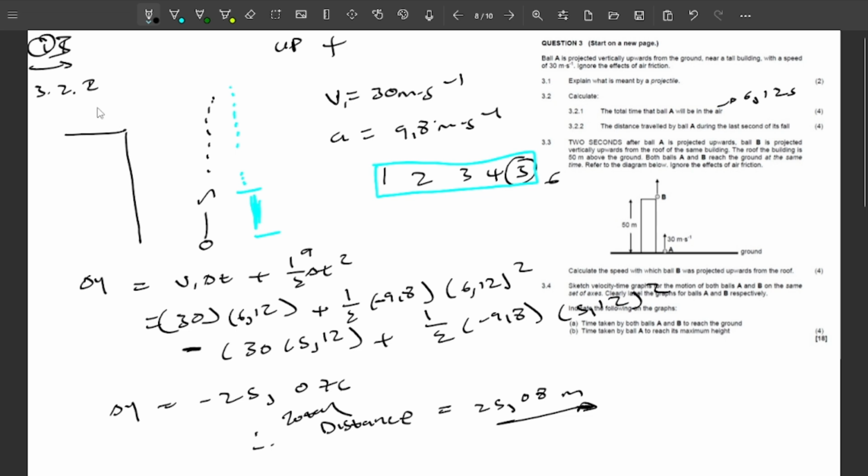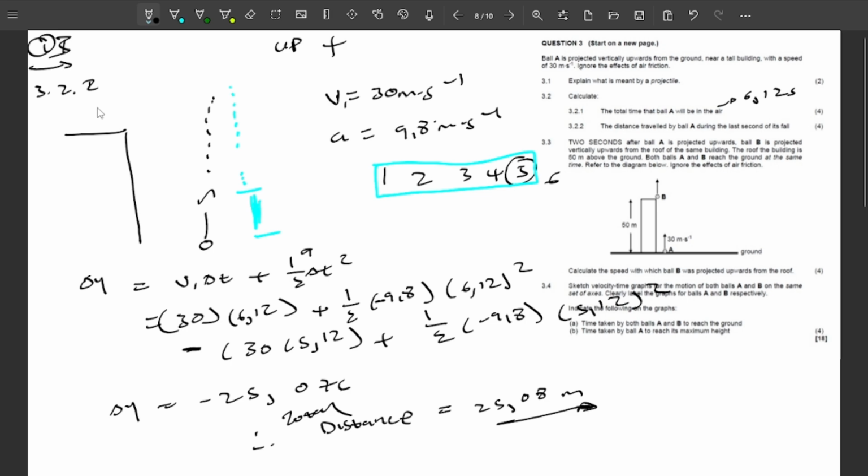So let me give you a recap on this question, 3.2.2. Remember the question stated the distance traveled by ball A during the last second. Now, the last second is 1 before it hits the ground at 6.12. So the last second is 5.12. After I add that 1 second, it becomes 6.12. That is the tricky part about this question. You have to understand the word play in this question. Like in the first problem, you have to understand that this ball is going to come down, right? If you throw a ball up, it will come down.